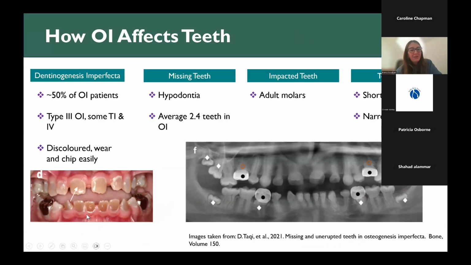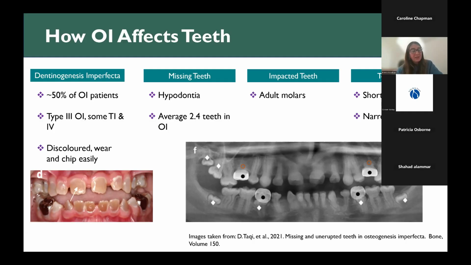So how does OI affect the teeth specifically? We know that about half of patients that have OI will also have dentinogenesis imperfecta. So this is where the layer underneath your enamel, your dentine, forms differently, and so the whole tooth can be a slightly different color. They can be grayish, they can be brownish, as you can see in the picture on the bottom left. It's usually in type 3 OI, but we do get a little bit in type 1 and type 4 as well.